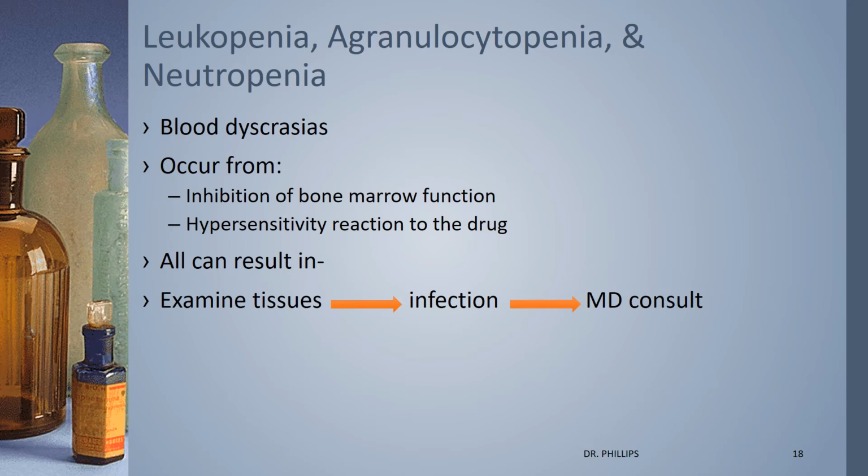So again, these are all considered blood dyscrasias, and blood dyscrasias can be a side effect, although it's rare, of some medications. So these can occur from inhibition of the bone marrow function or a hypersensitive reaction to a specific medication. All of these conditions can result in an increase in infection and a decrease in healing. So when you're looking at the oral tissues, you want to make sure you examine those tissues. If you notice any type of infection in these patients, you do need to get a physician consult.